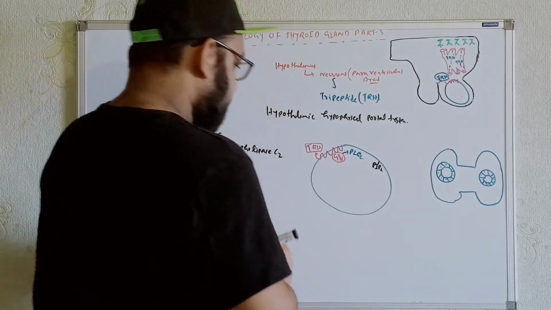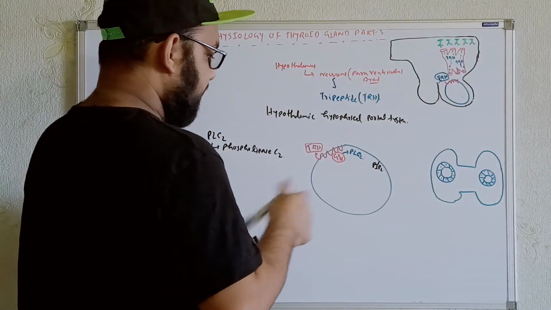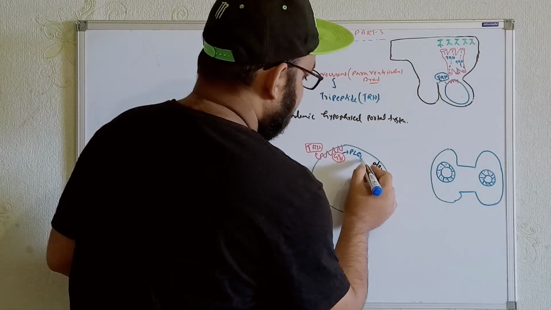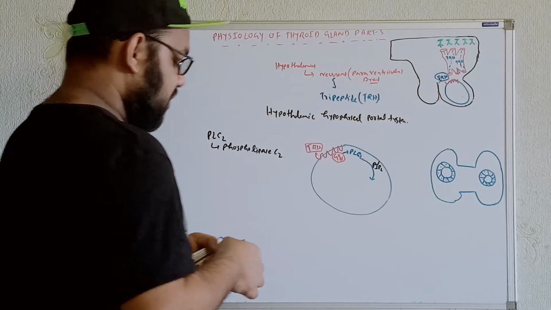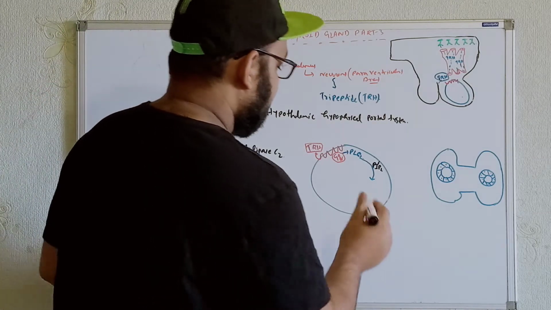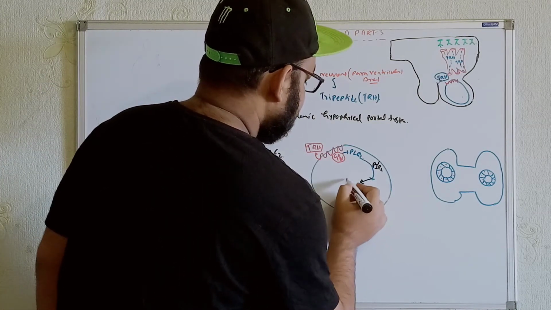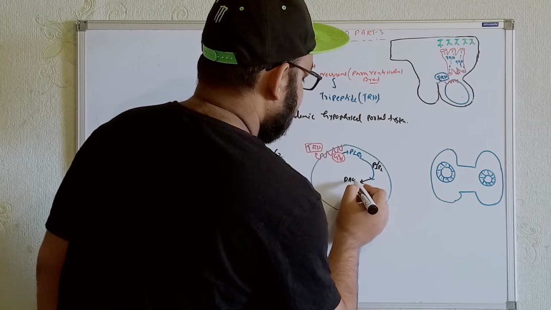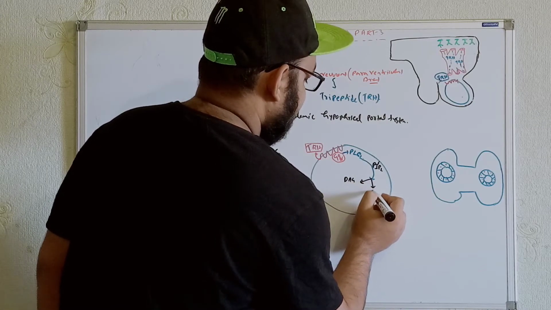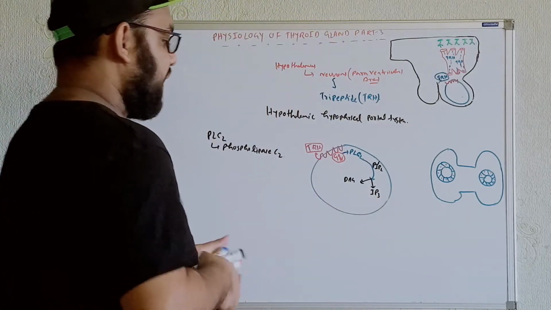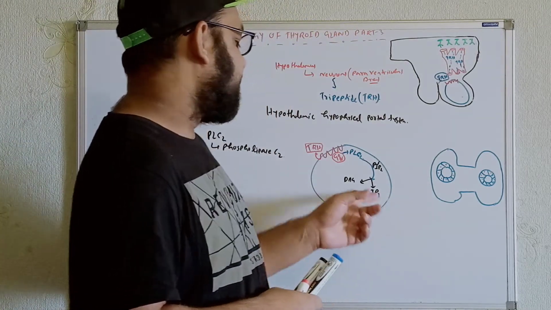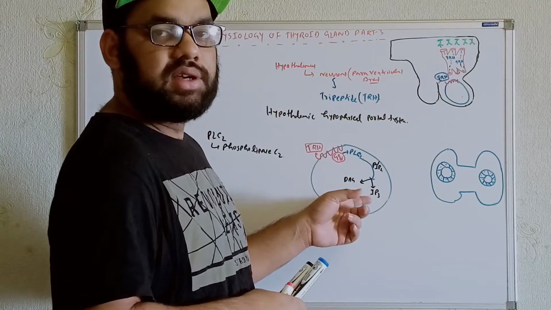Now, what will this phospholipase C2 do? It will come over here and break down this phosphatidyl inositol diphosphate, and convert it into two components. One will be diacylglycerol, and another will be IP3. These are the secondary messengers.